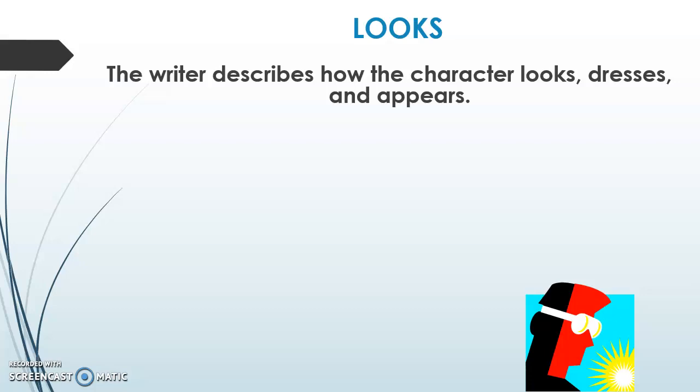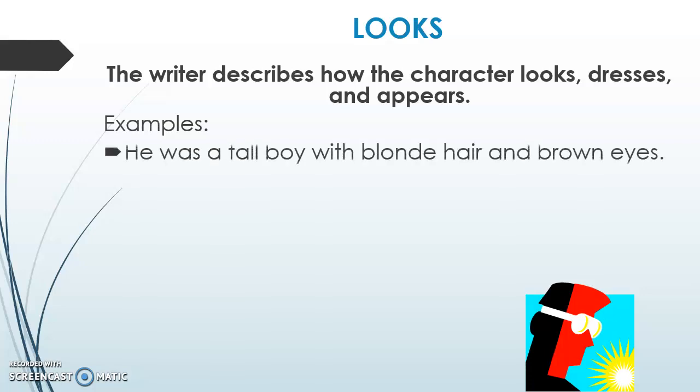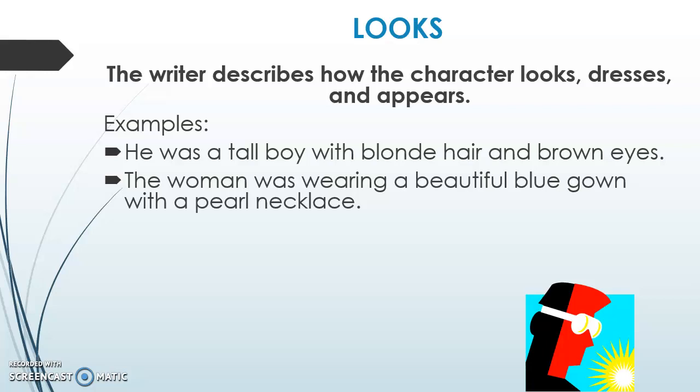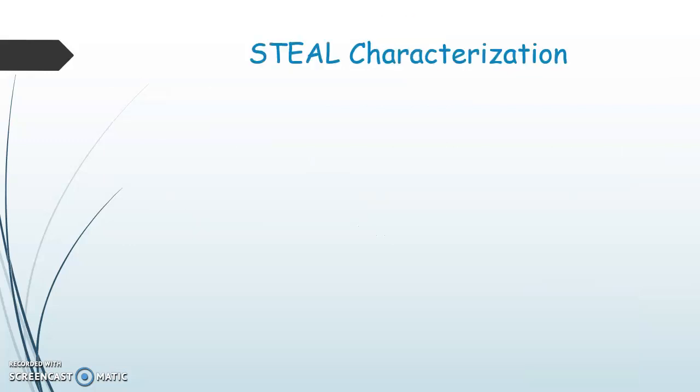Looks. How is this character being described? Their dress, their appearance. Here's an example. It was a tall boy with blonde hair and brown eyes. Or the woman was wearing a beautiful blue gown with a pearl necklace. His eyes were as cold as stone. What does that tell us about him? If his eyes are cold as stone, what does it say?